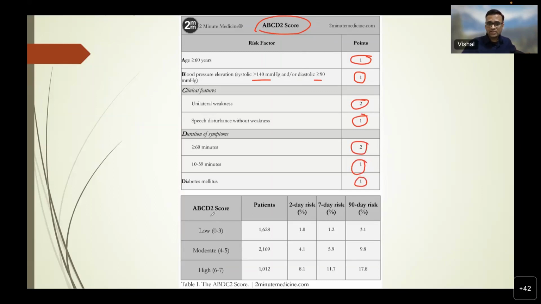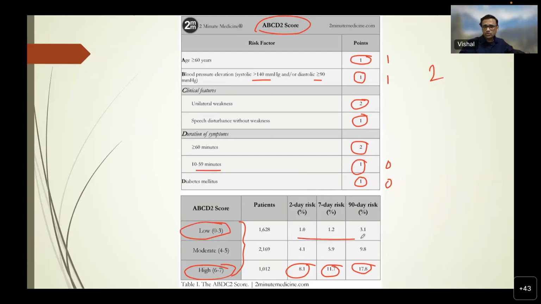So if we look at this particular scoring, if the score is high, the 90-day, 7-day or 2-day risk of stroke is very high as compared to the lower score. But as I mentioned, my patient had only 1 point here, 1 point here, and the patient was absolutely normal, and the symptoms lasted for 5 minutes only. This was zero, and the patient was non-diabetic. So the score was only 2. So he was in the low group, but still I could diagnose the stroke because we have to correlate clinically.